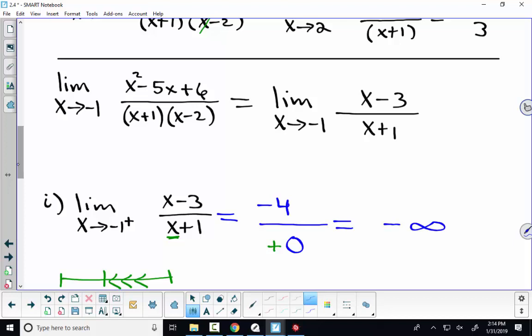I see. So it could manifest in different settings. You could be given this limit straight up, say evaluate this limit, or you could say something like analyze the rational function. Where are the holes? Where are the asymptotes? Thank you. You're welcome. Any other questions about this?